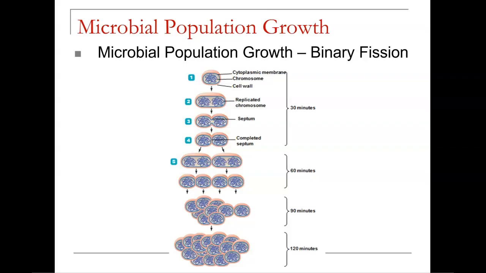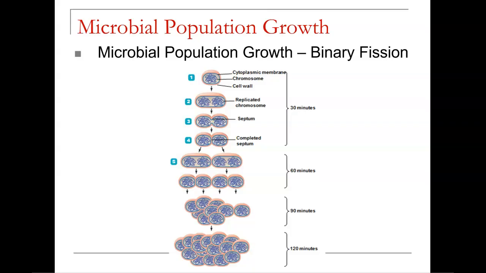Now, microbial population growth usually goes by very quickly. Like E. coli, it divides from 1 cell to 2 every 20 minutes. The average is every 20 to 30 minutes. So this diagram is showing you about every 30 minutes.